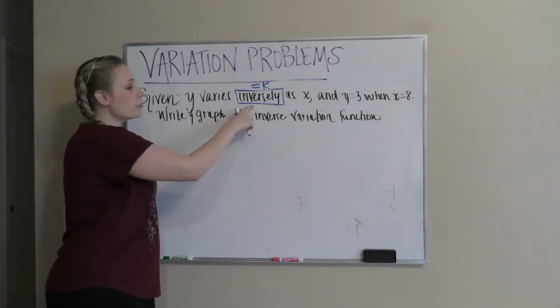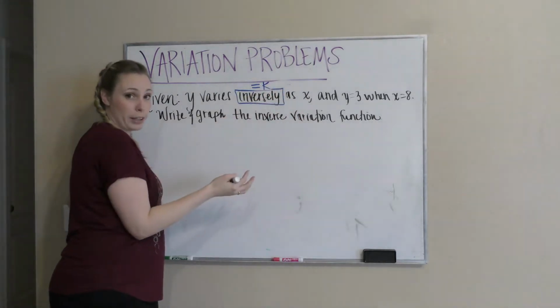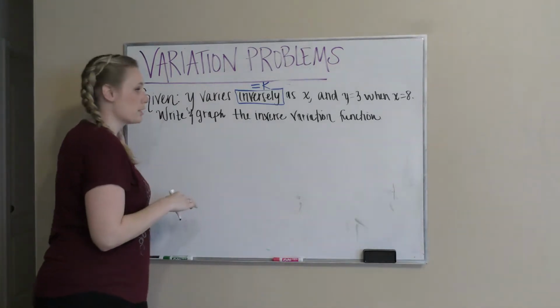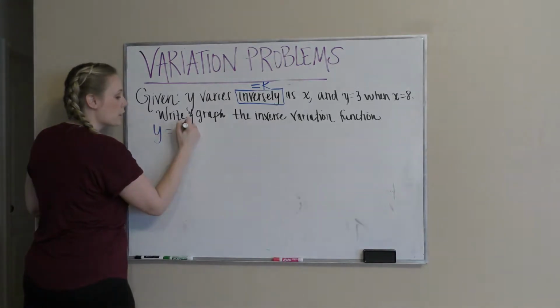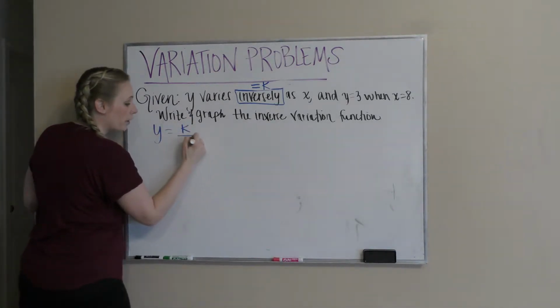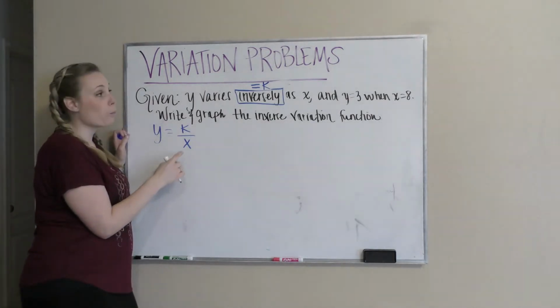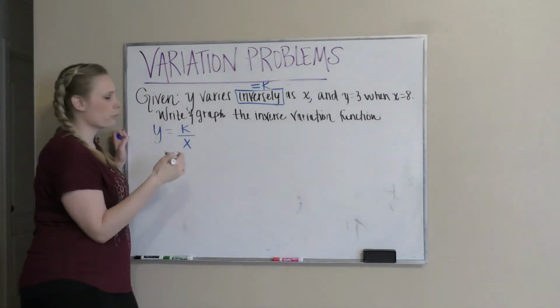So inversely now means the variable over here is going to be in our denominator. Because as x increases, y decreases. And so when I write my equation, it's going to be in the form of y equals k over x. Because that would give me something that as x increases, y decreases. So now I'm in a position where I can solve for k.